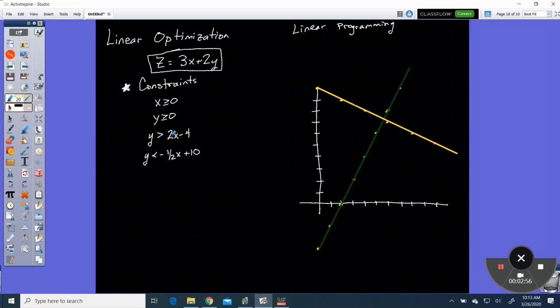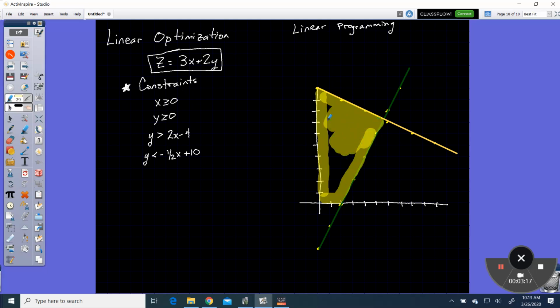Now this line is greater than 2x minus 4, so it's everything shaded above the green line, because that's the 2x minus 4. So it's in here, so greater than that. And then this line is less than, so we're talking about everything less than that, greater than green. So we're talking about this region in here. Okay, so this is my region where all of the intersections take place. I lifted my pen up so the shade doubled up on some of those.